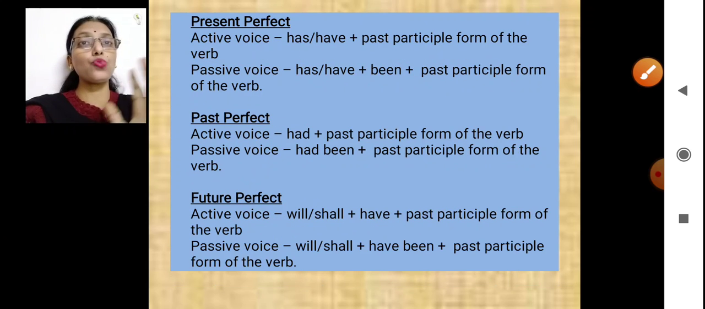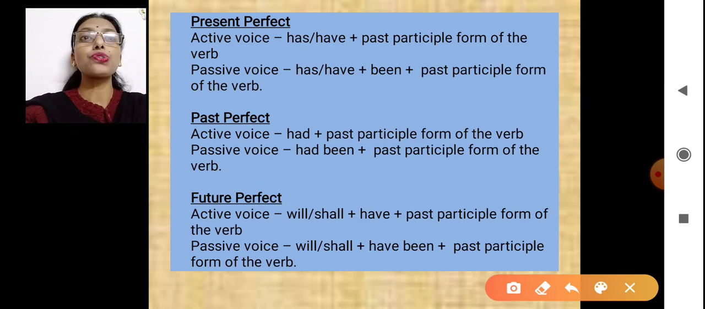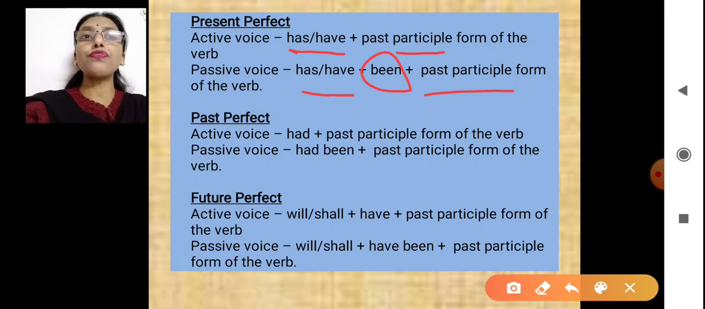Let's see that last one, the perfect, present perfect, past perfect and future perfect. Present perfect, for singular it's has and for plural it's have. So has, have plus past participle. Okay, now has, have will be added with been in the passive voice, and of course the past participle will remain in the passive voice.